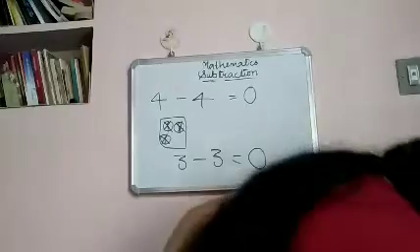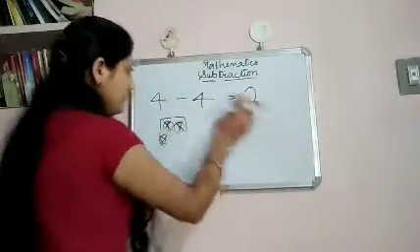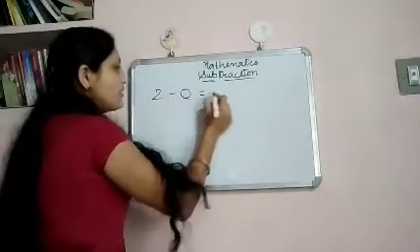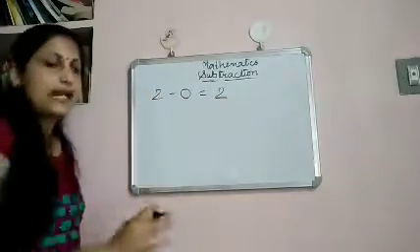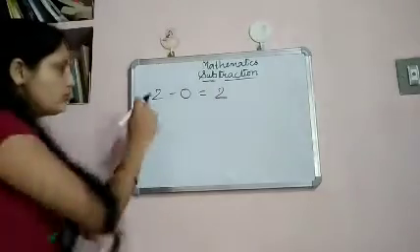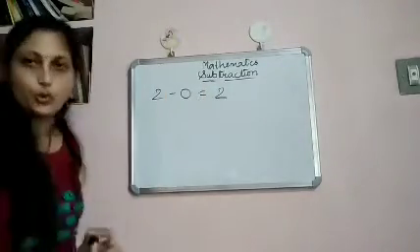So these 3 are the subtraction facts. So first one is when 0 is subtracted from any number. So 2 minus 0 is equal to 2. When 0 is subtracted from any number, we get the same number as the answer. So 2 minus 0 is equal to 2.